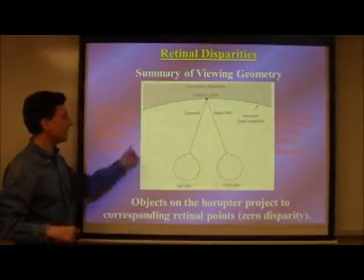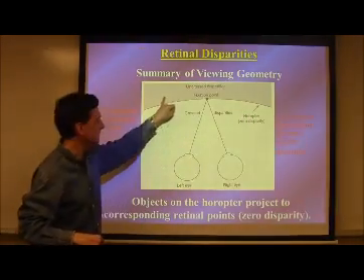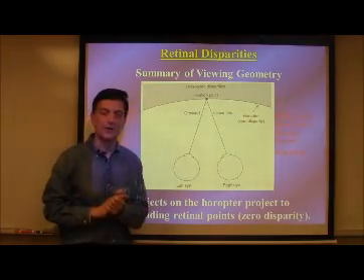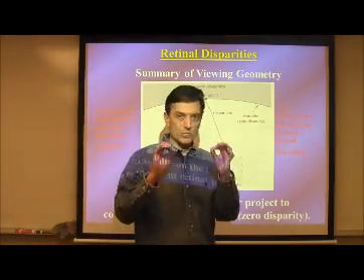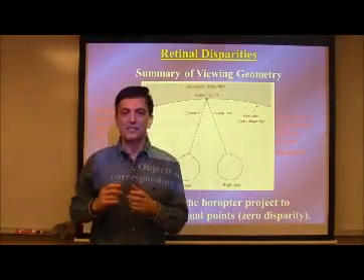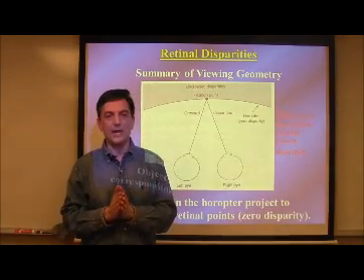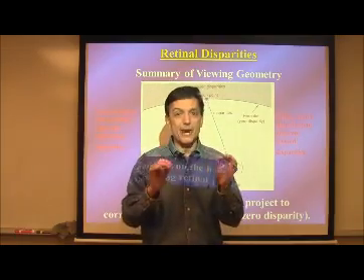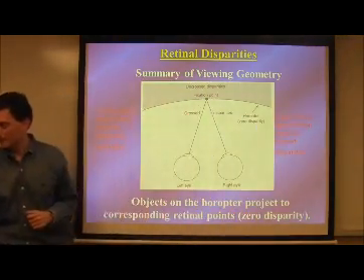And objects on the horopter, anywhere on that plane, if we're fixating there, project to corresponding retinal points and have zero disparity. So sometimes we have corresponding retinal points. These are said to be at zero disparity. Sometimes we have some non-corresponding retinal points. And so now we have some retinal disparities.